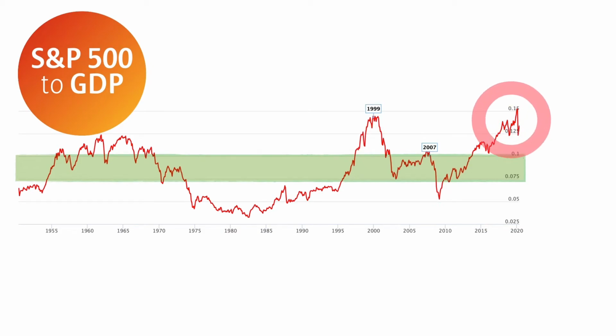Recently, the indicator fell a lot due to COVID-19. Nevertheless, it is still higher than ever, except 1999, to remind that Buffett now holds more cash than last year.